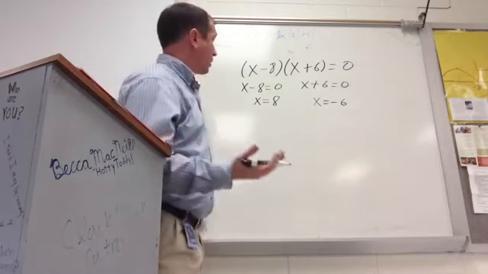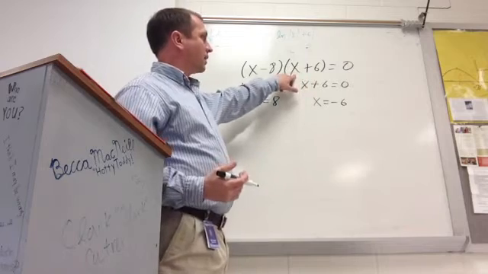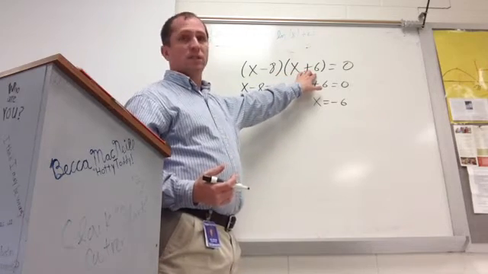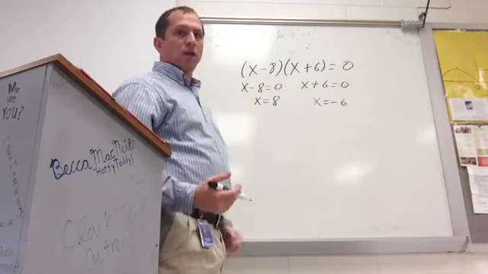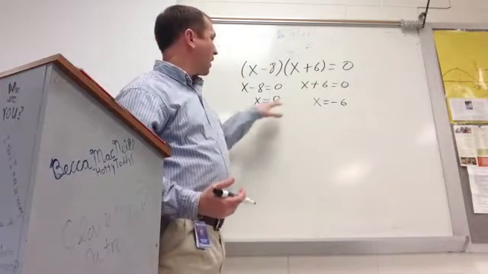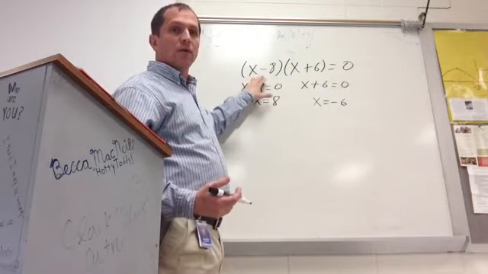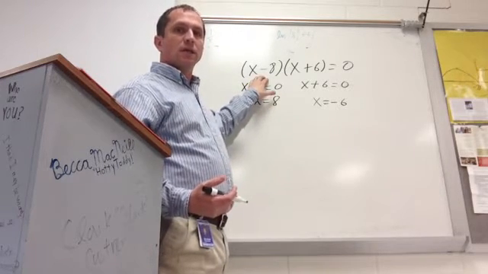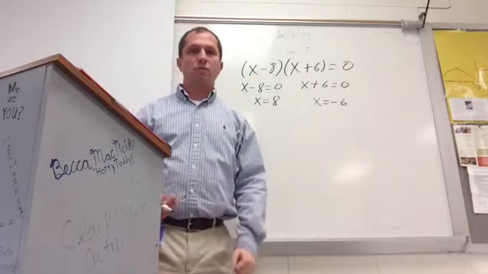Again, plugging into the equation to check it. If you plug negative 6 in here, you'd have negative 6 plus 6, which is 0. And then 0 times, no matter what this is right here, would give you 0. Likewise, if you plug 8 into this equation right here, you would have 8 minus 8, which is 0. And then 0 times, no matter what this is, would give you 0 as well.